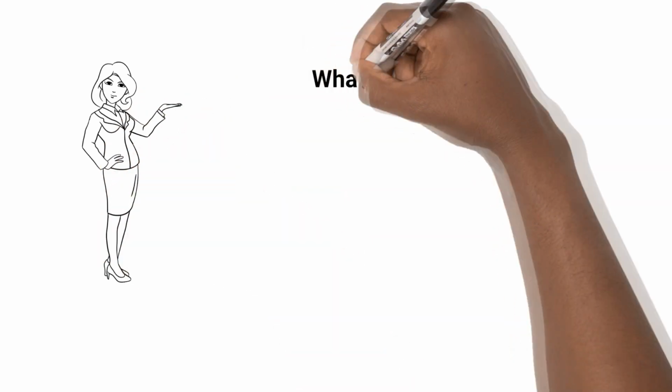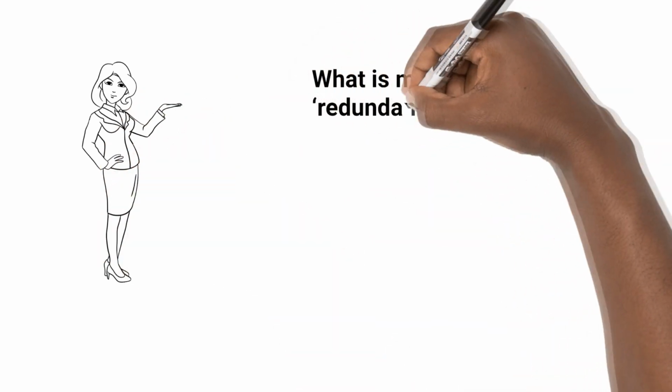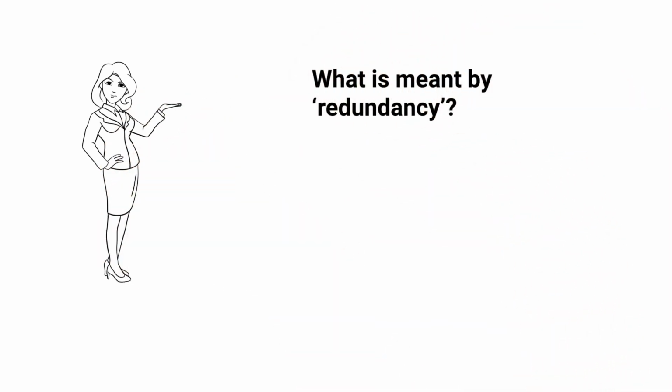Next, what is meant by redundancy? What we are after is a clear understanding. An example would be, a job position has gone and so the employee is no longer required. Or, termination of employment because the job is no longer needed.